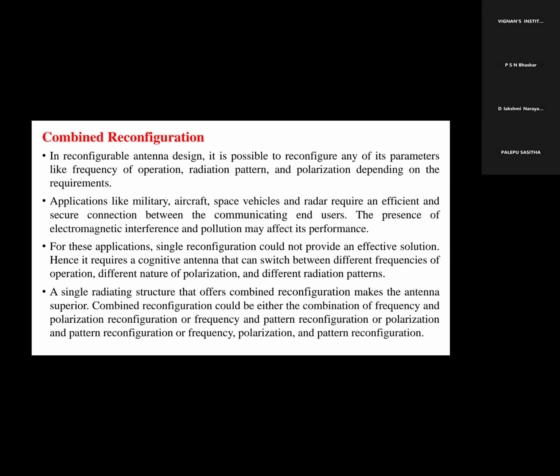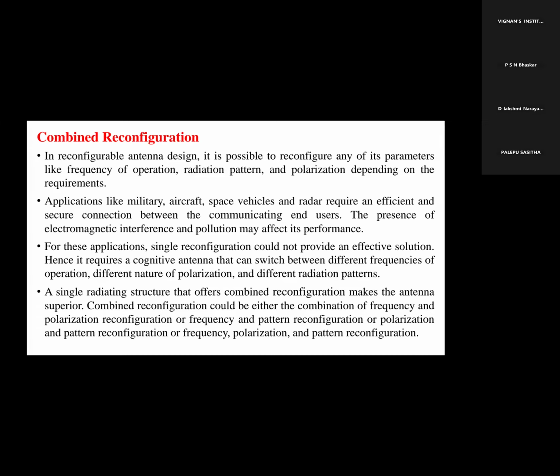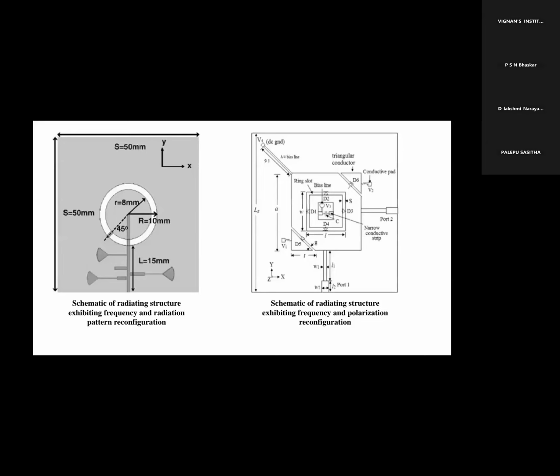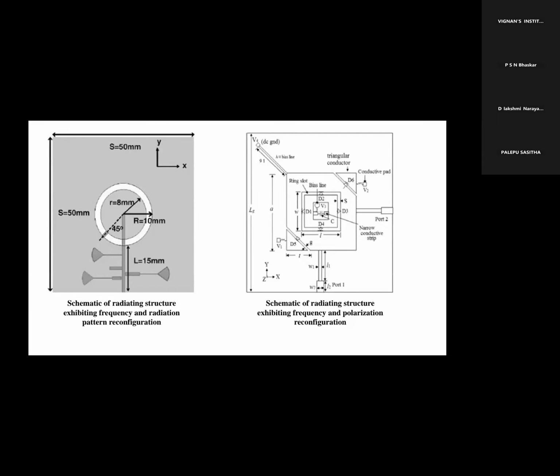Combined reconfiguration could be either the combination of frequency and polarization reconfiguration, or frequency and pattern reconfiguration, or polarization and pattern reconfiguration, depending upon the application. Some examples of combined reconfiguration: on the left side, it exhibits frequency and radiation pattern reconfiguration, and the right side exhibits frequency and polarization reconfiguration. These are some of the examples.